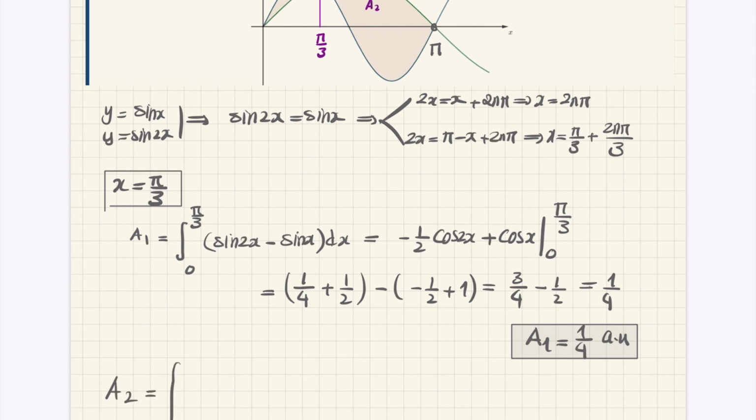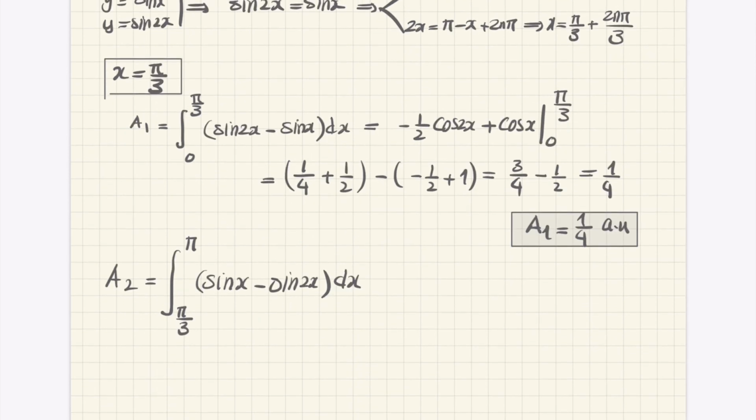Here I go from pi over 3 to pi, but this time the green function lies above the blue one. So I need to write the green function first minus the function below, and then you have to calculate this integral as well. So let us just do that quickly.